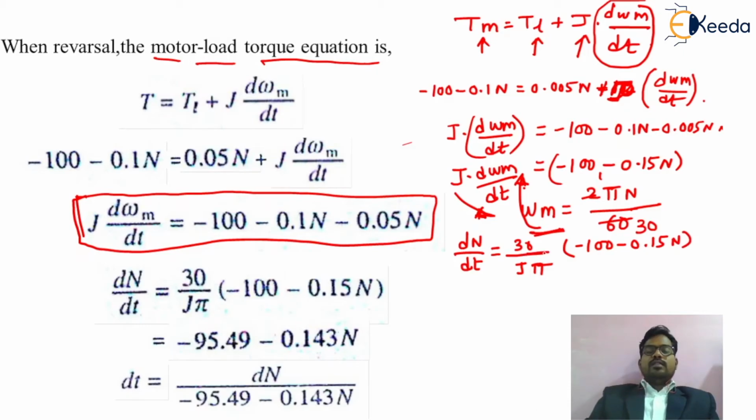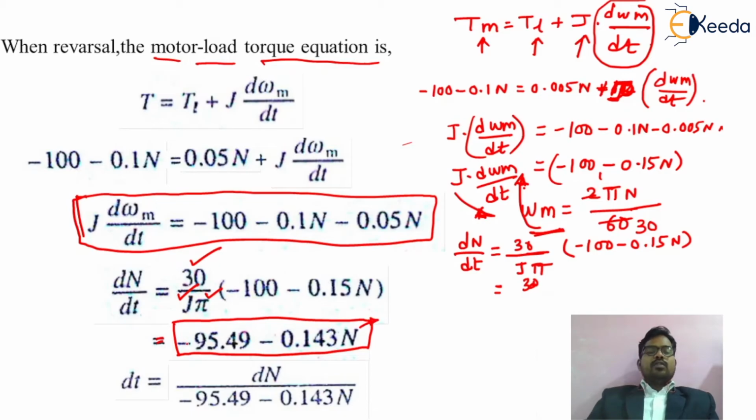So this will be the required thing. Now we want to substitute the value of j. So we are substituting the value of 30 divided by the equivalent term, the value of j, and the value of pi. So we will get one important answer, and that answer is minus 95.49 minus 0.143 n. So what do I mean by 0.143 n? It will be the value of speed in terms.